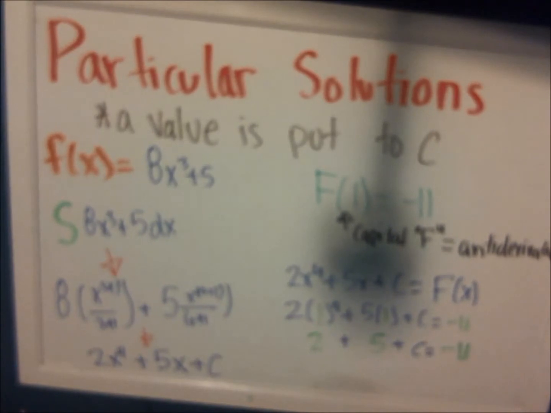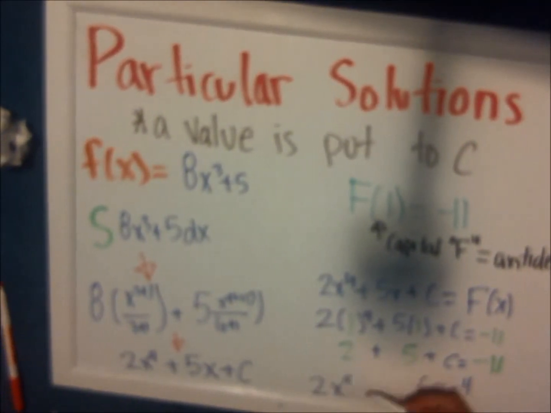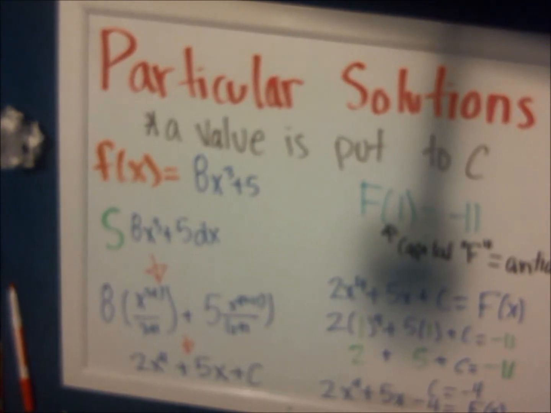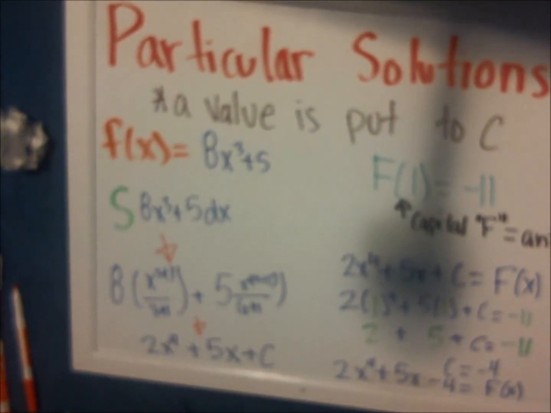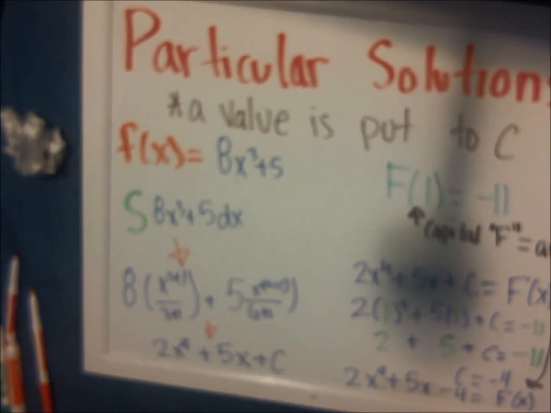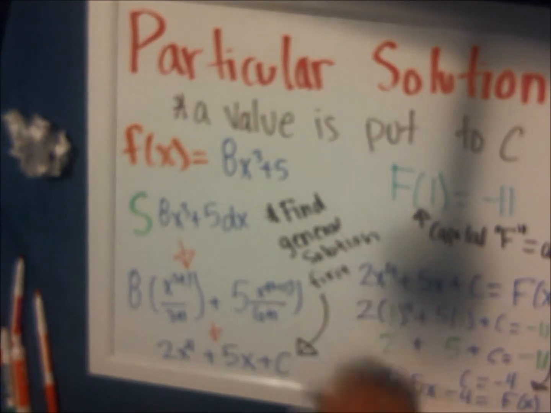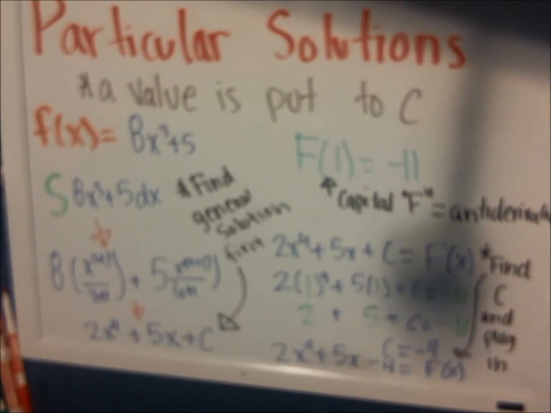Solve for c. I hope if you can do derivatives and antiderivatives, you can solve for c. And then at the very end, you just plug that back into the equation. So we get 2x to the fourth plus 5x minus 4 equals capital F of x. So it's not so bad as long as you can take general solutions. Particular solutions is just plugging it in. Plug it in, plug it in.